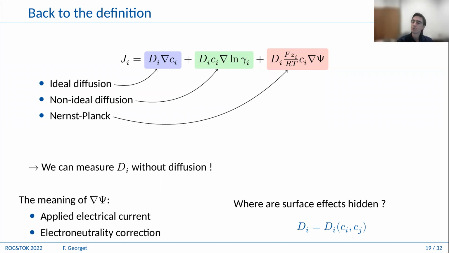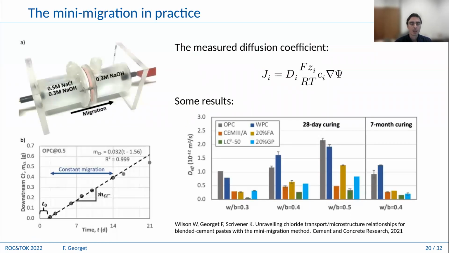All the CSH surface effects have to be added to this diffusion coefficient, because this term is a macroscopic term, because we want the effective diffusion coefficient, which is the macroscopic diffusion coefficient. So let's take this idea of measuring the diffusion coefficient without diffusion.